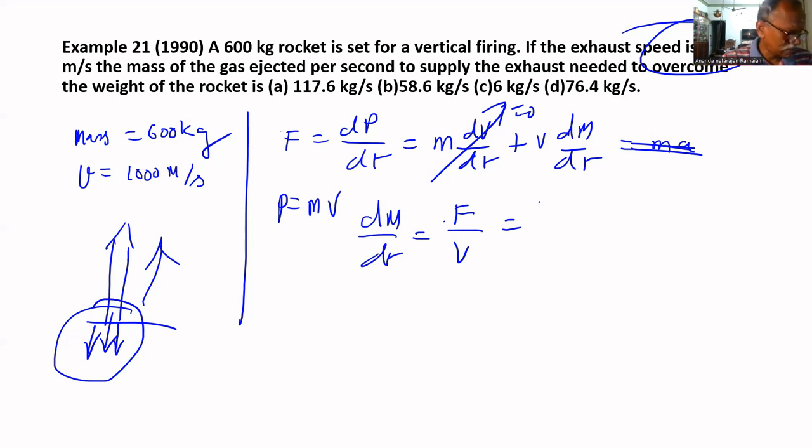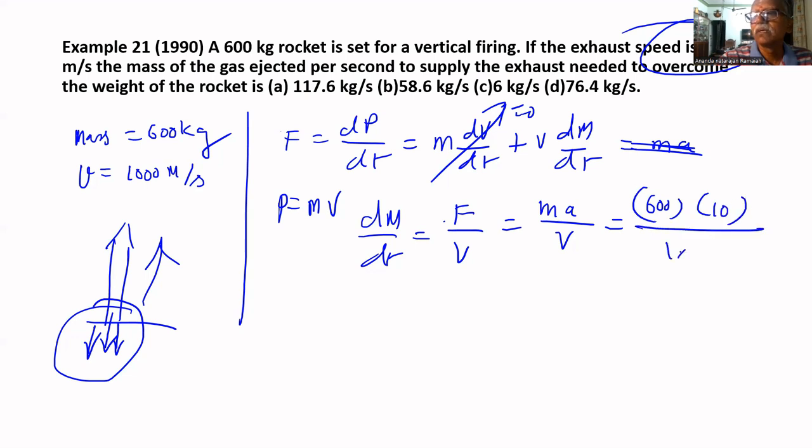Against gravity, it's going. That's why we can substitute F as mass into acceleration in F divided by v. Mass is how much? 600. Acceleration is 10, divided by v is 1000. Therefore, that is 6 kg per second. Therefore, C is the answer.